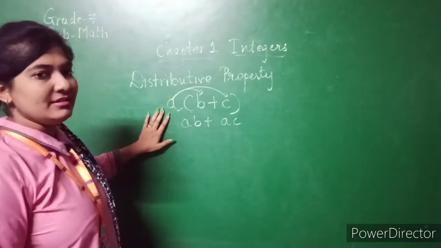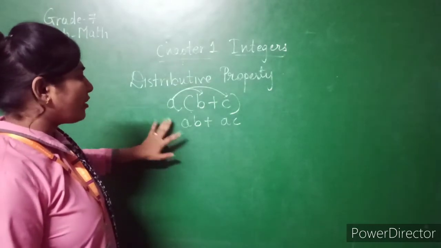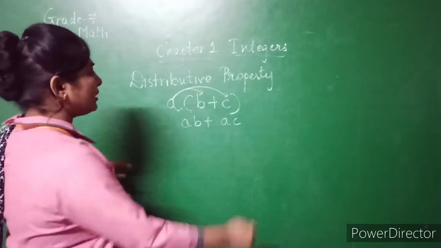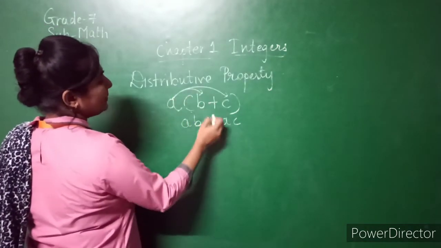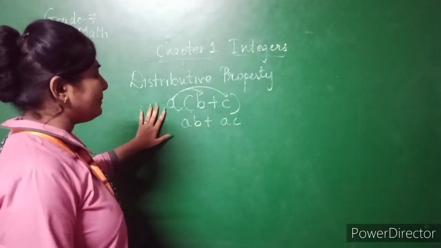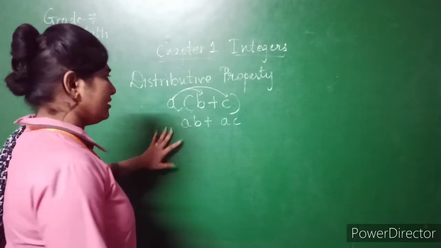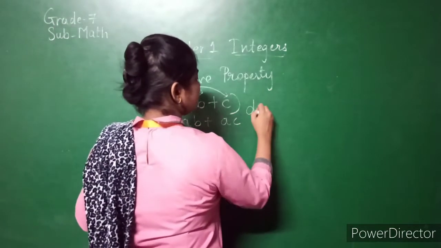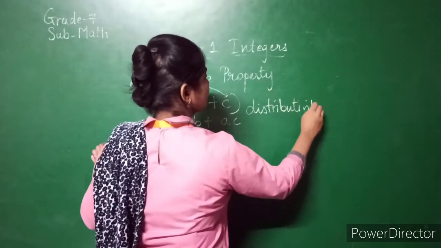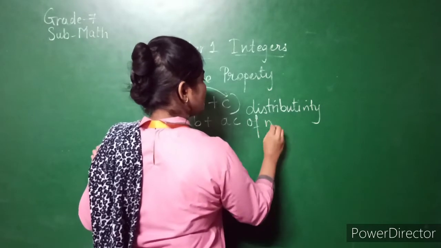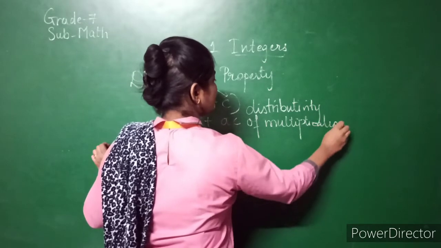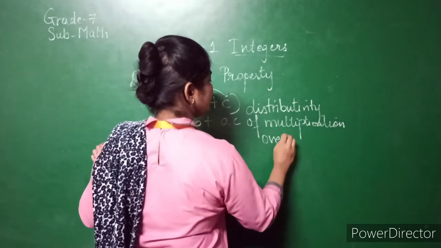Because here A is given, we have to take this common. So it is A bracket B plus C. If you want to expand this, then it is AB plus AC. So this is the distributivity of multiplication over addition.